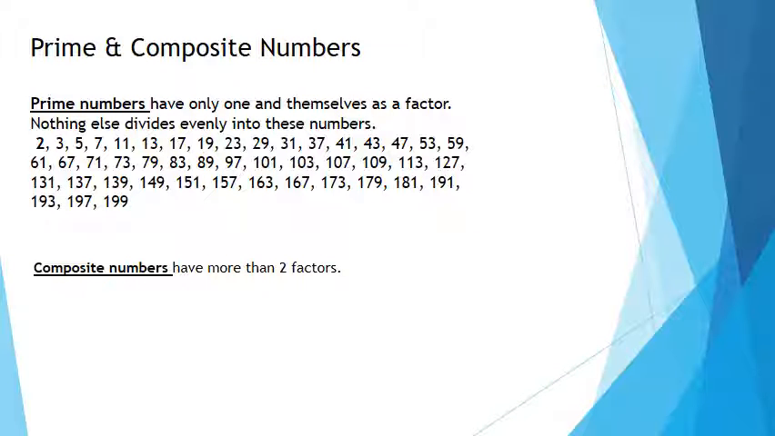Prime and composite numbers. Prime numbers have only 1 and themselves as factors. Nothing else will divide evenly into these numbers. Here's a list of all the prime numbers. Composite numbers are any numbers that have more than 2 factors. So any of the numbers that are not on the above list are composite numbers.